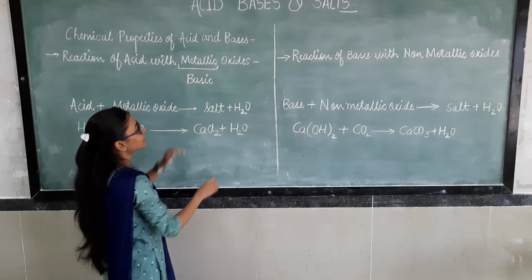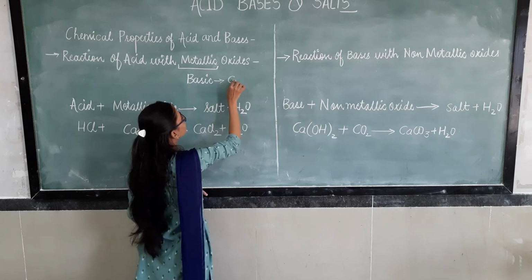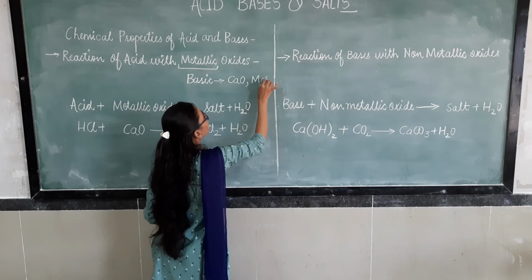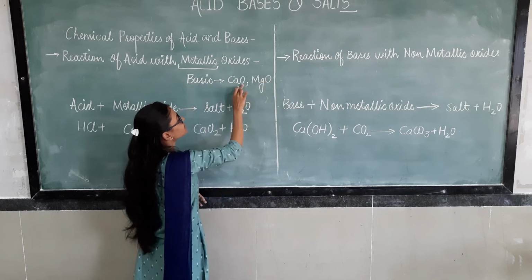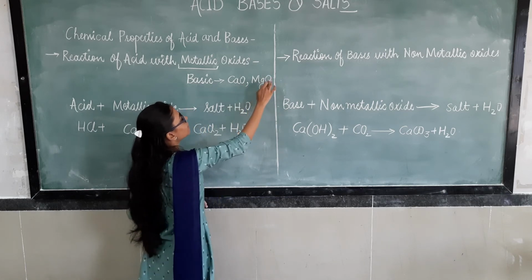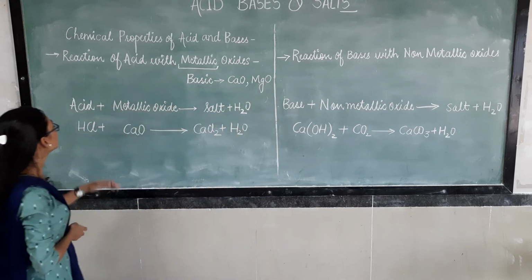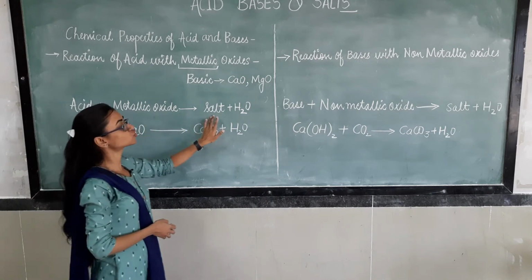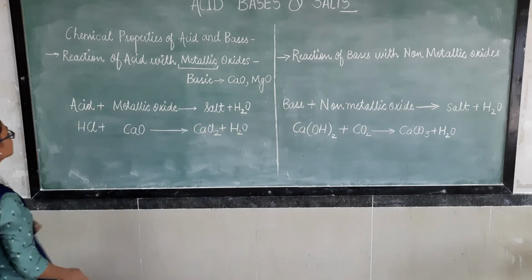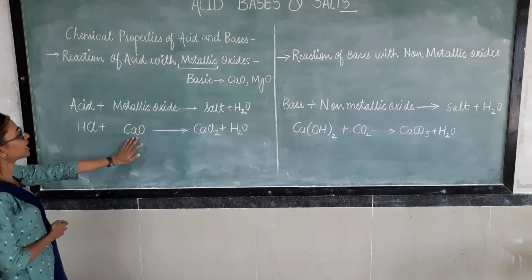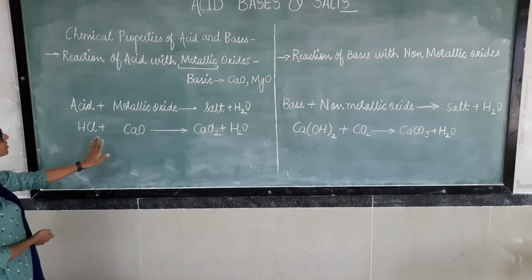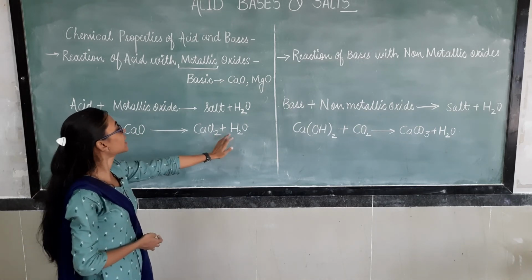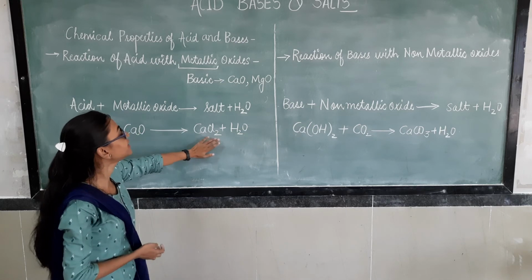So examples we can see here: calcium oxide, magnesium oxide. These are what? Metal oxides. Calcium is a metal, oxide of it is calcium oxide, magnesium oxide, right? So when acid reacts with metal oxide, it produces salt and water. We'll see one example here. When hydrochloric acid reacts with calcium oxide, it will form calcium carbonate and water. Sorry, calcium chloride plus water.